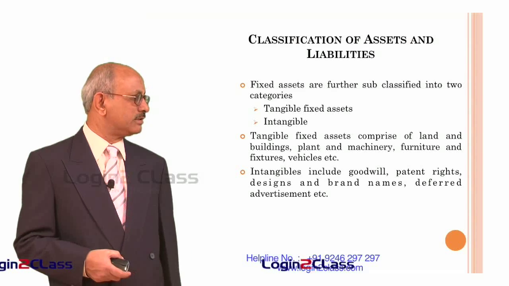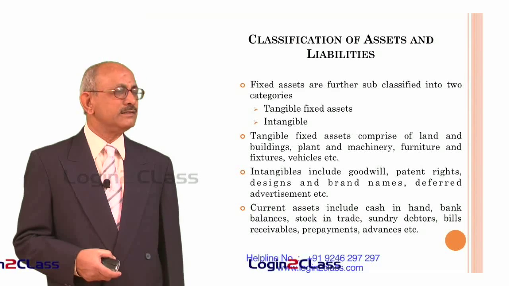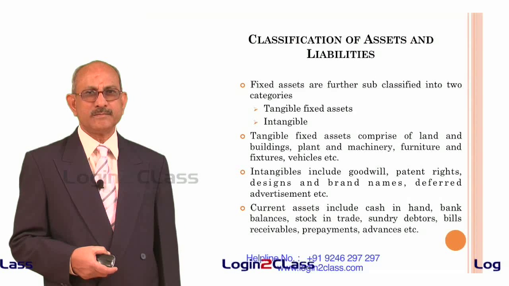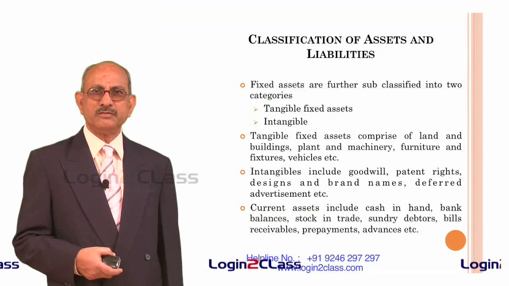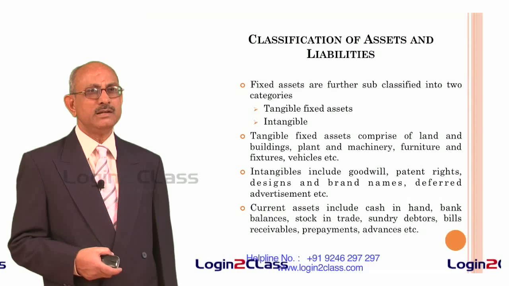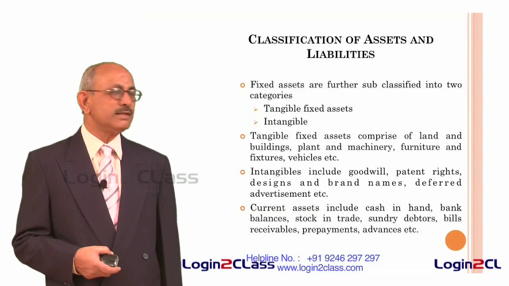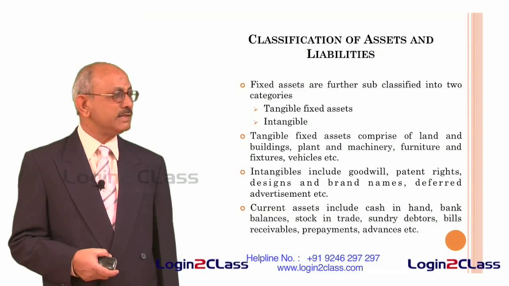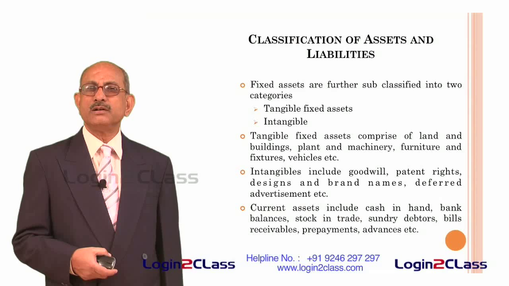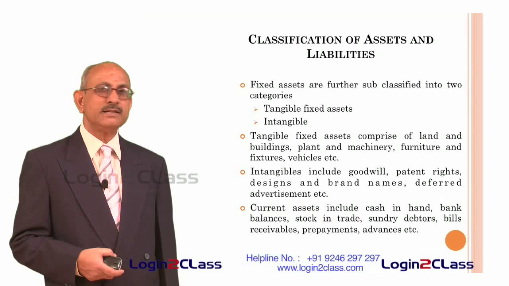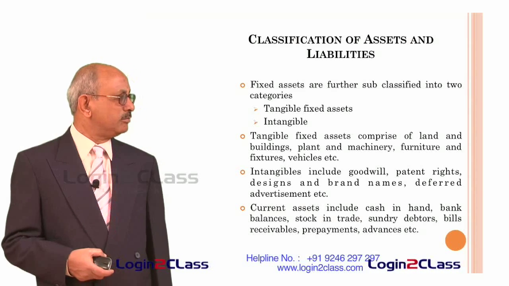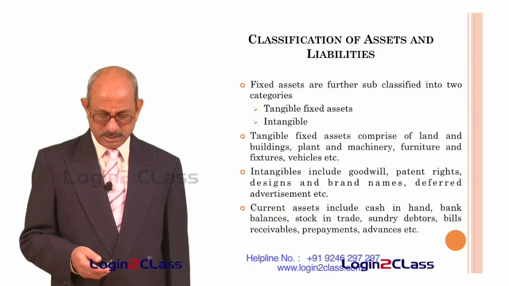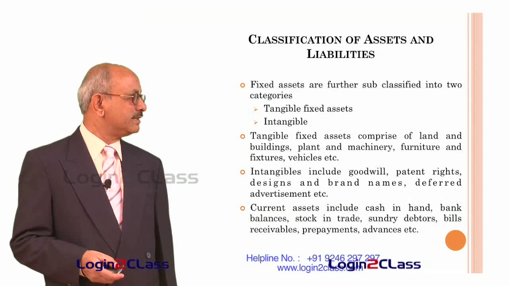These come under the intangibles. And in the case of current assets, normally we include those assets which can be converted into cash or already in the form of cash within a short period, normally within a period of 1 year. So, current assets include cash in hand, bank balances, stock in trade or what we call inventory, and then sundry debtors also called receivables, then bills receivables, prepayments, advances, etc. All these comprise current assets in the books of the entity.